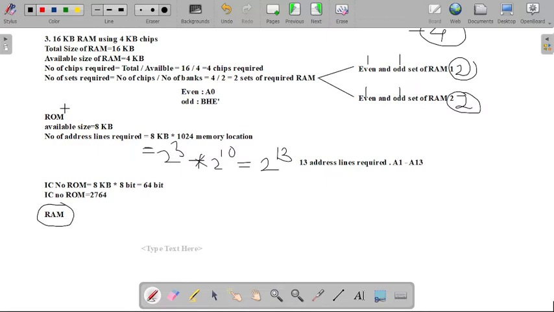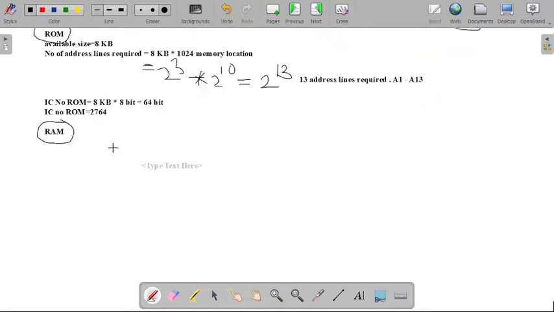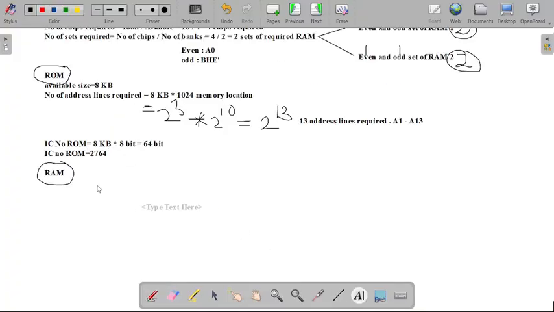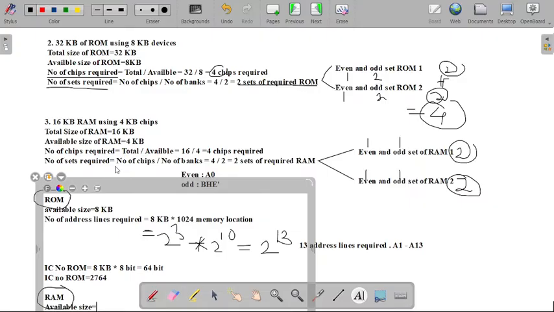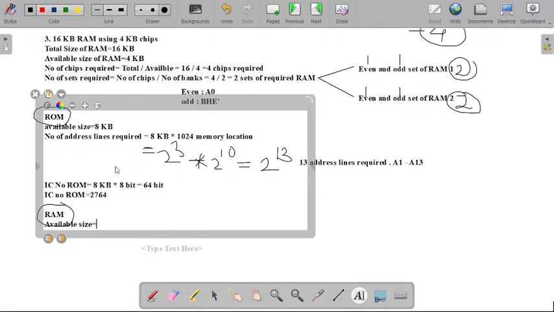Now we have to find out the number of address lines required for our RAM and the IC number. Previously, we calculated it for our ROM structure. The same procedure we have to apply for the RAM structure. So I'm writing here that the available size of our RAM and ROM will be given in that example. The available size of our RAM is given, that is 4 KB. So I'm writing here 4 KB.